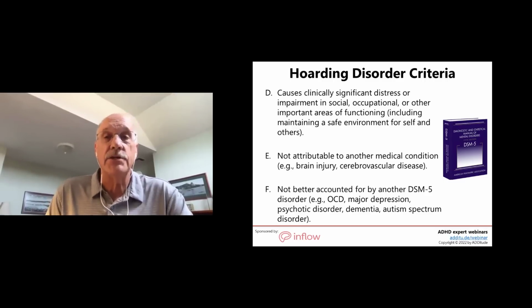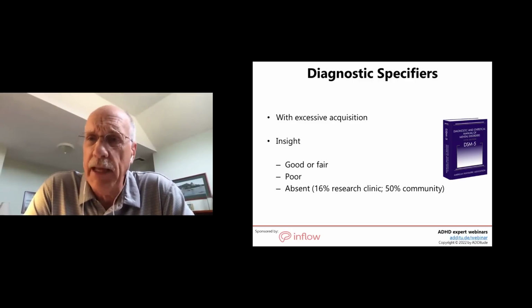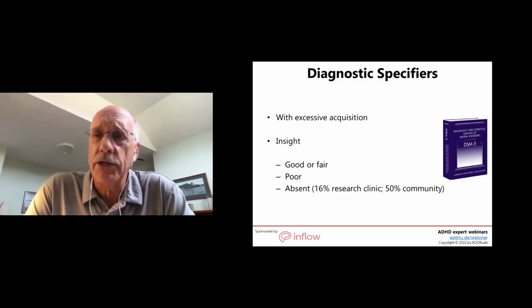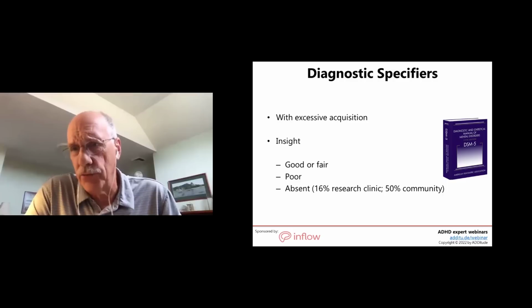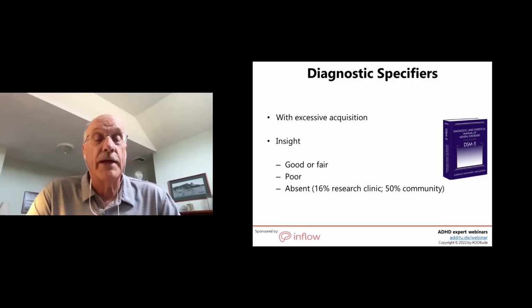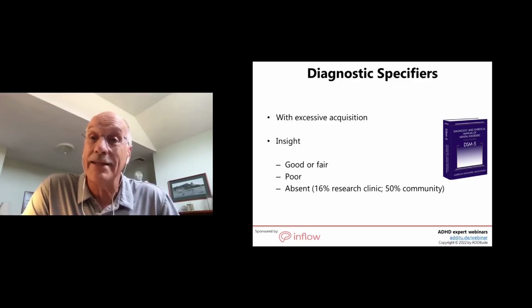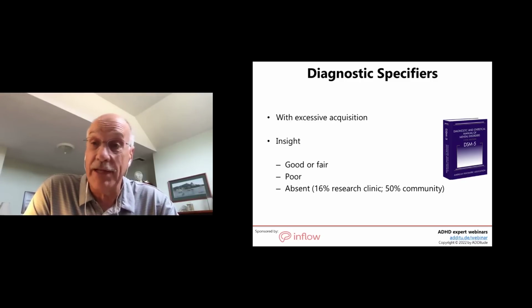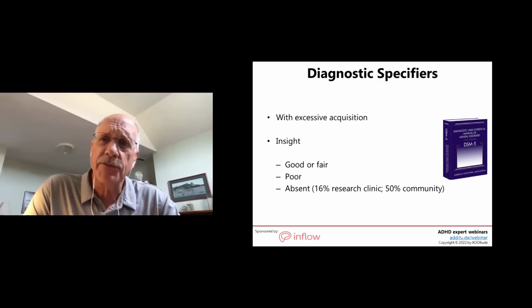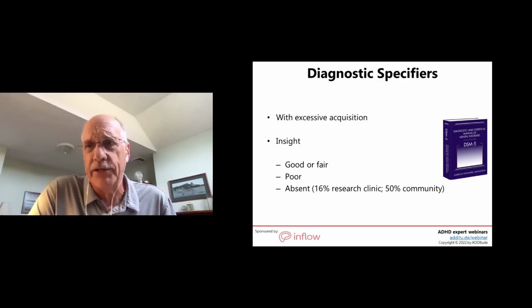Now, in addition to these major criteria, we have two diagnostic specifiers. What this means is that when we're making a diagnosis of hoarding disorder, if we decide that hoarding disorder exists, then we have to specify whether these conditions exist. The first is, is it associated with excessive acquisition or not? And we're going to talk a little bit more about excessive acquisition in a minute, so let me put that off, but that's one of the specifiers. The second specifier has to do with establishing the extent to which the person is insightful about this. That is, they recognize that this is a problem and they need to do something about it.